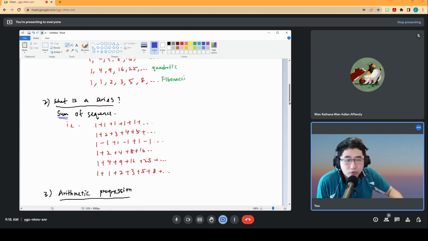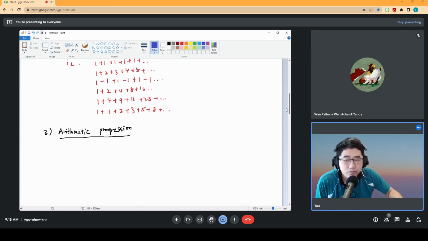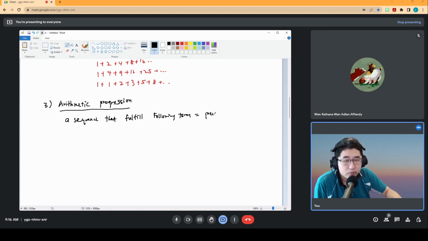Then for your syllabus, you are required to understand AP and GP, which is arithmetic progression and geometric progression. So what exactly is an arithmetic progression? A sequence that fulfills the following: the following term equals the previous term plus a common difference.